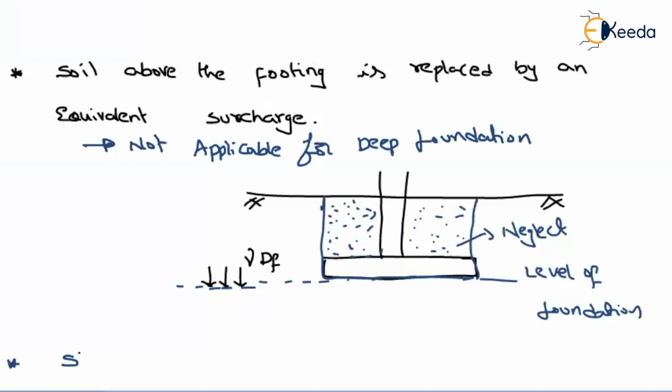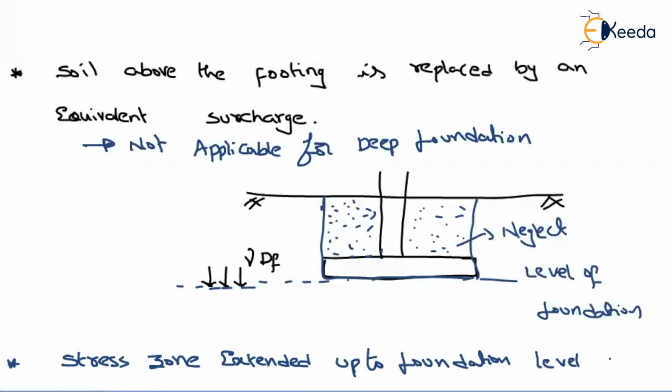That means the stress zone extends up to the foundation level only. As you are constructing the foundation, the soil mass will fail because of general shear failure like this. The failure planes are just crossing the foundation level, but they are not reaching the ground surface. So the soil mass that has failed will be at the level of the foundation only. Those will never cross the ground surface level.